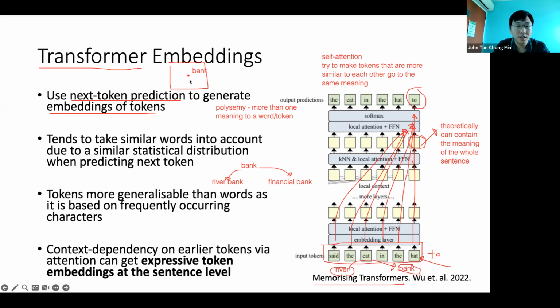And then here is the embedding for river bank. And then the other one here is for more financial bank. So by the presence of the word river in the beginning, we actually inch bank closer to river. So the earlier context tokens influence embedding representations of later tokens.